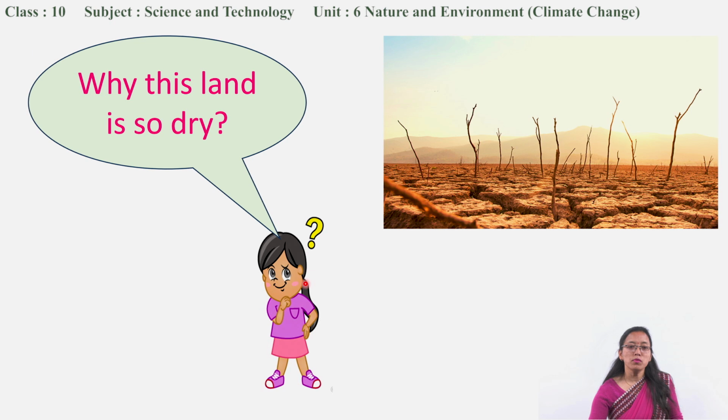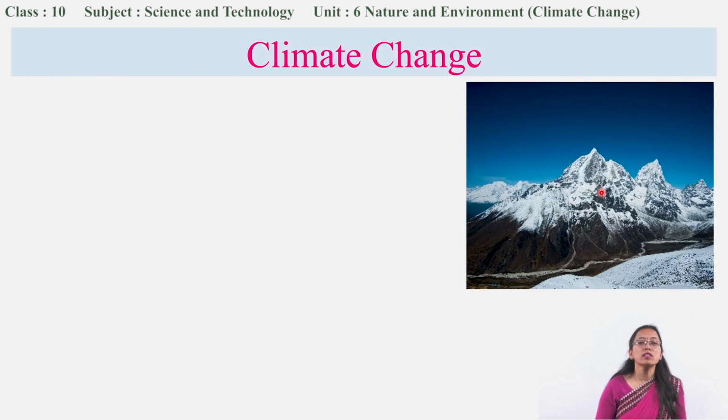This change in the pattern of the weather is called climate change. Okay. Now, here this small baby is looking at this piece of land and she is thinking to herself, why is this land so dry? Why is there no rainfall? If there was rainfall, it may be wet, but it is very dry. Why is it happening? These are all the result of climate change.